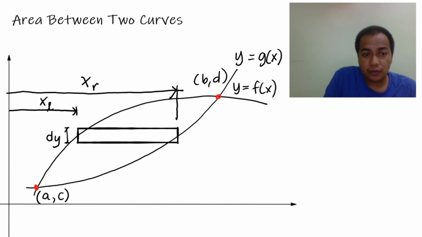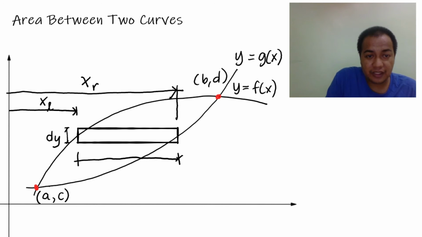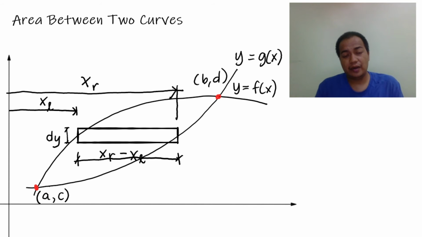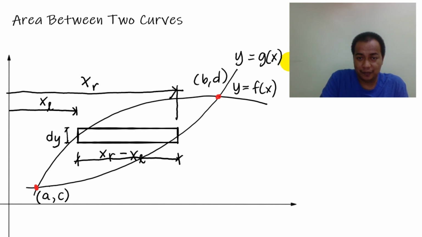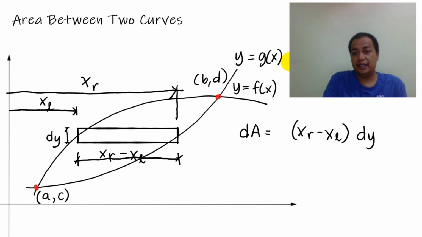So to calculate for the width of our rectangular element, this is actually the difference between x right and x left. Okay, so our rectangular element now has an area of, so our differential area is x right minus x left multiplied by dy. Okay, you see, our rectangular element, dy, dy na. So, our variable of integration is already y.